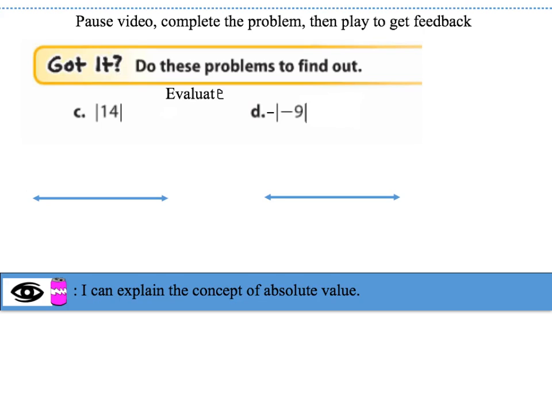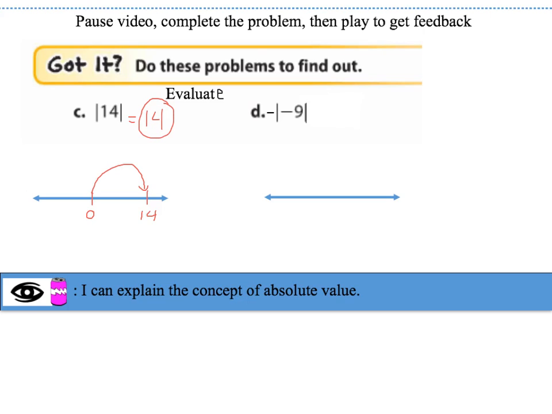Now that you had some time to solve these problems, let's take a look at the answers for letter C. It's asking for the absolute value of 14. So if I have 0 at my number line, and 14 is on the right hand side of 0, the absolute value of 14 is equal to 14 because it is 14 spaces away from 0. So the absolute value of 14 is equal to positive 14.